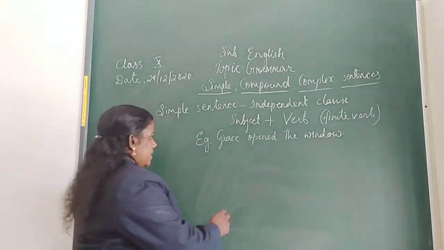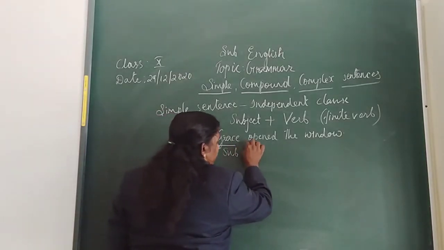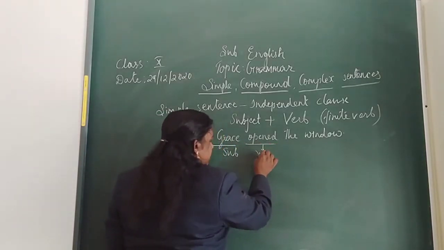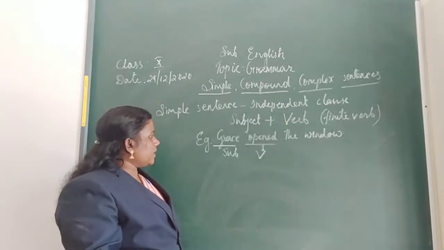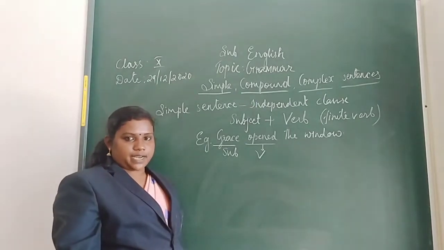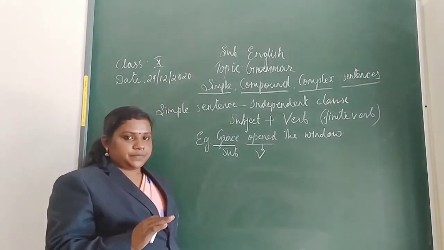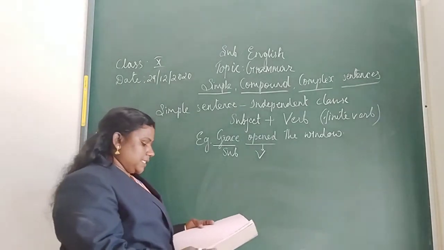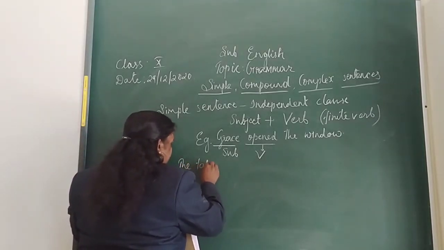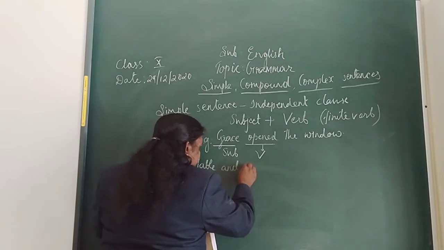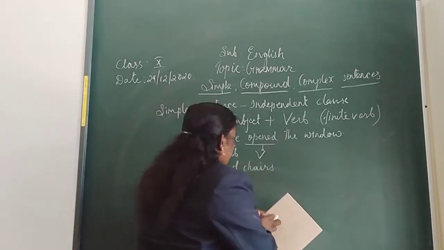In this sentence, Grace is the subject. Opened the window is the verb. Opened is the verb. Window is the object. Okay, so here this is a simple sentence. Sometimes in a simple sentence, compound subjects will be there. Okay, for example, the table and chairs need to be cleaned.